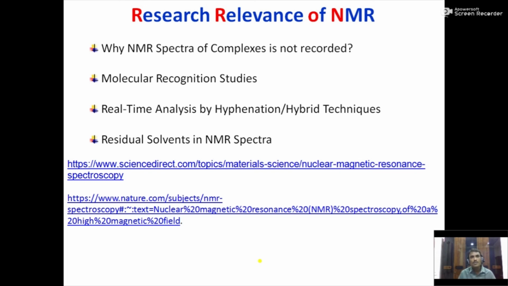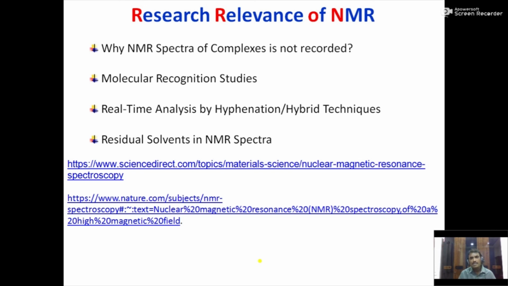You can use NMR spectroscopy for structure determination, which is the very basic use. You can use it for molecular recognition studies. Sometimes the OH signal or NH signal shifts or vanishes. When we are studying the molecular recognition of anions, the host-guest study, changes in the signal can be studied with NMR.